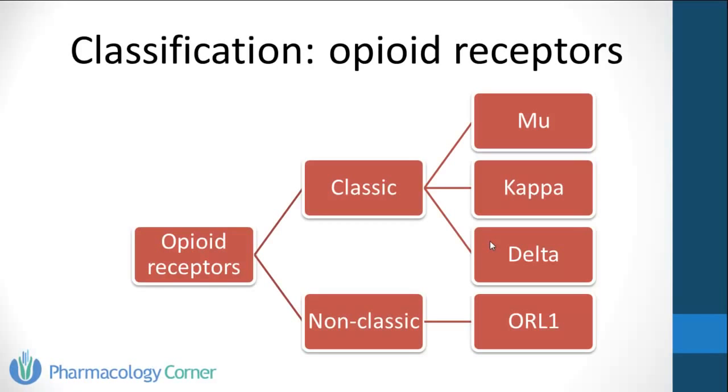Here we have divided opioid receptors in two main groups: classic and non-classic. Classic receptors include mu, kappa, and delta receptors, and non-classic receptors include the opioid receptor-like one. We will continue by reviewing the chemical characteristics of opioid receptors.